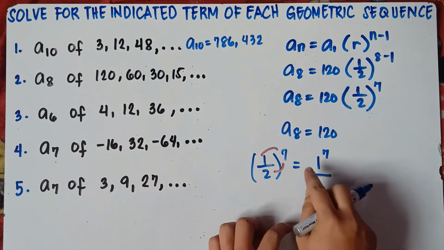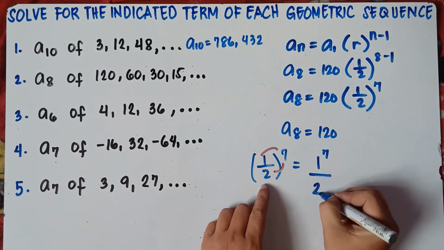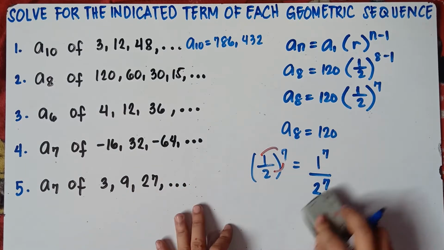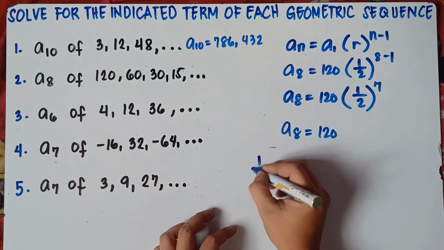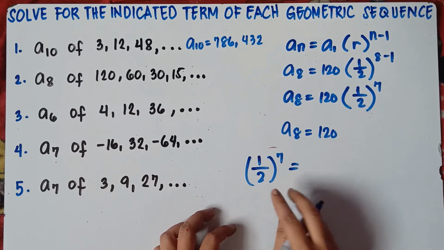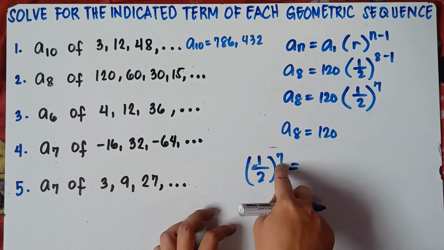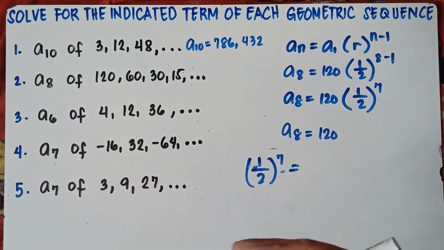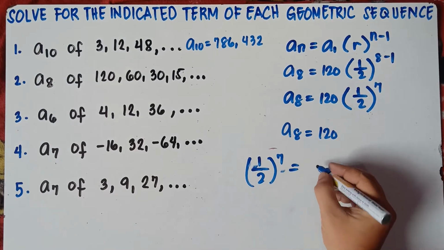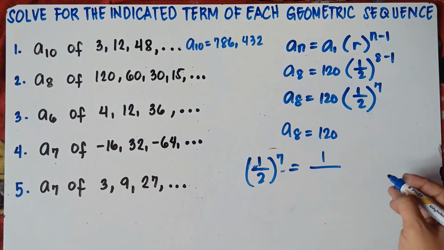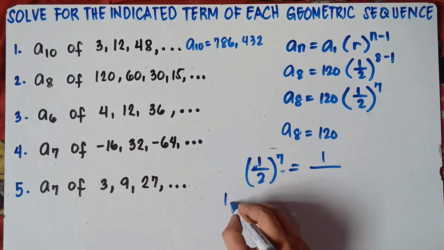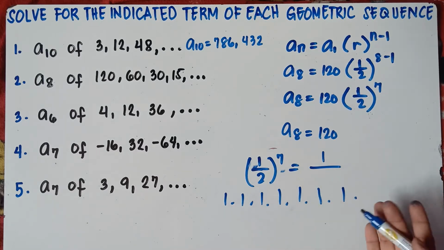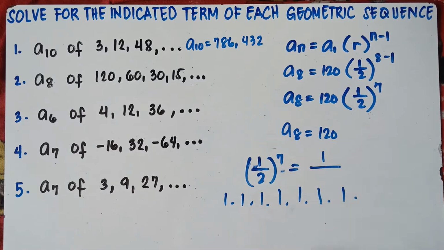Properties of exponents. So distribute this one, and this will be 2 raised to the power of 7. This is actually the same, class. But for you not to be confused, 1/2 raised to the power of 7, it means you multiply 1 by itself 7 times. So 1 times 1 times 1 times 1 times 1 times 1, the answer is still 1. If you multiply 1 by itself any number of times, your answer is always 1. So that's why we have 1 in the numerator.